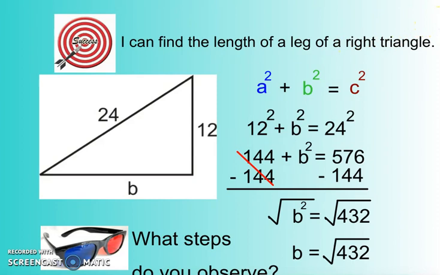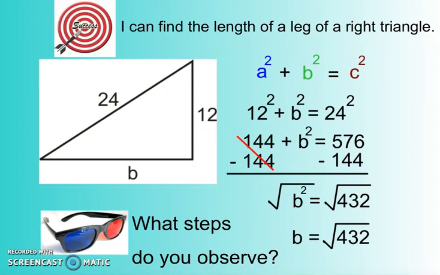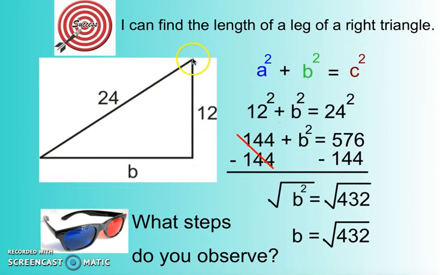Okay, so in the last video we learned that a right triangle has two legs and a hypotenuse. And if we square both of the legs and add them together, their sum should equal the square of the hypotenuse. And so our formula for the Pythagorean theorem is a squared plus b squared equals c squared.